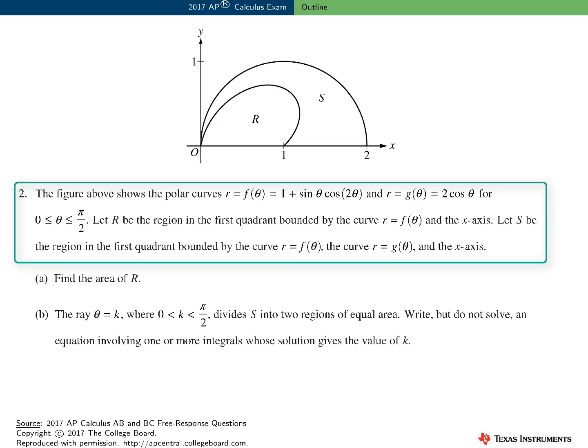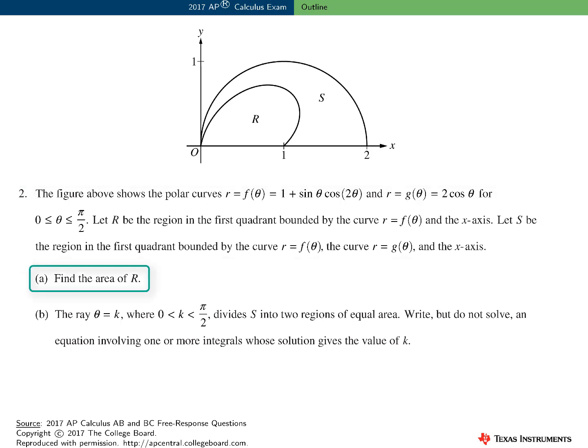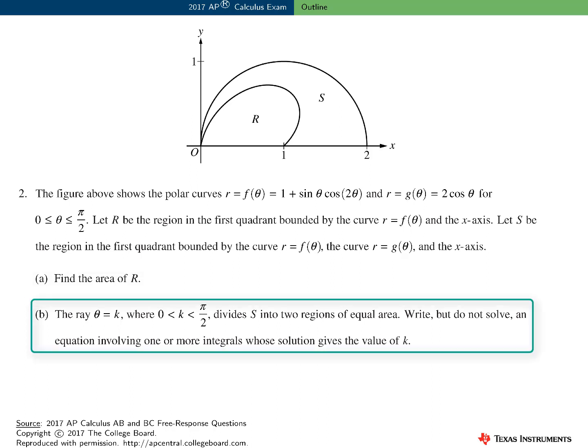In this problem, we're given the equations for two polar curves and their graphs. The regions R and S in the first quadrant are defined using these polar curves as boundaries. In part A, we need to find the area of the region R. In part B, there is a ray theta equals k that divides the region S into two subregions of equal area. Students were asked to write an equation involving one or more integrals whose solution gives the value of k.